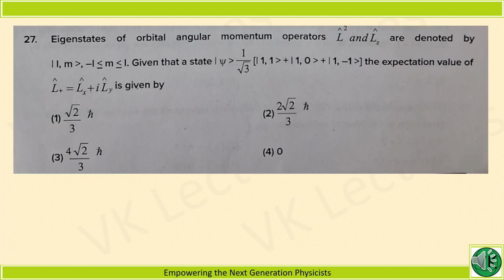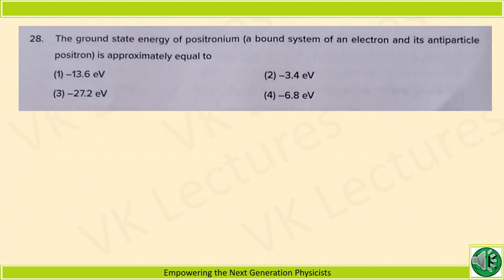The eigenstates of orbital angular momentum operators L square and Lz are denoted by |L, m⟩, with -L ≤ m ≤ L. Given that the state psi is equal to 1 by root 3 (|1,1⟩ + |1,0⟩ + |1,-1⟩), the expectation value of L plus, that is Lx plus i Ly, is given by... the answer is option 2, that is 2 root 2 by 3 h cross.